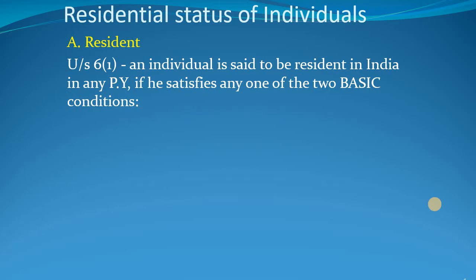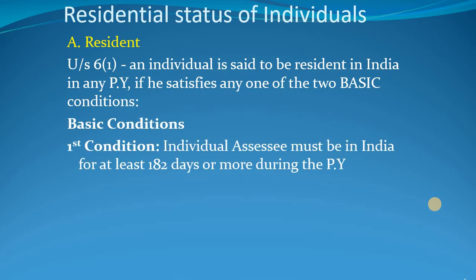So what are those two basic conditions? The first one is that an individual assessee must be in India for at least 182 days or more during the previous year. That means he has to stay a minimum of 182 days or more. You can stay any number of days more than 182 days. If he stays that number of days, then he is considered a resident in India.